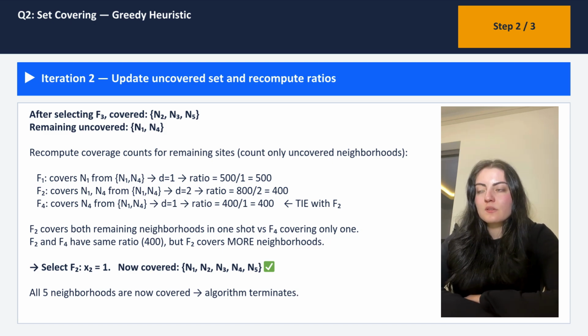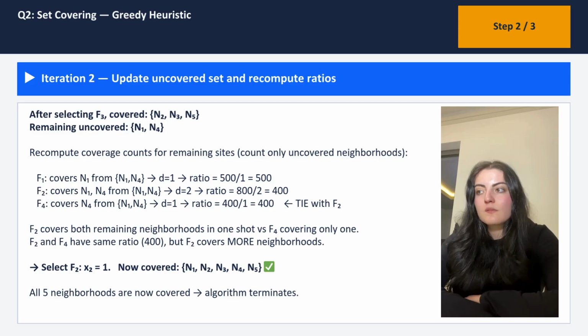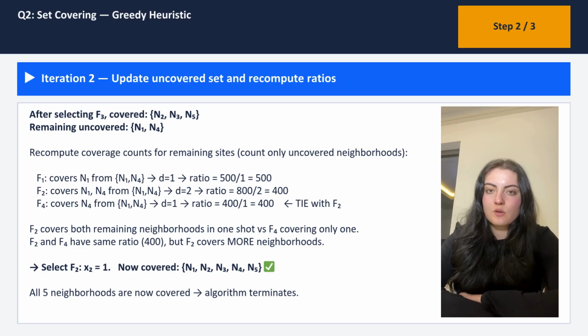After recomputing the ratios, F2 and F4 are tied with the same ratio. However, F2 is chosen because it covers both remaining neighborhoods at once, while F4 only covers one. So selecting F2 immediately covers all neighborhoods and the algorithm stops. This shows an important feature of greedy logic. At each step, we use the current situation, not the original one. With all neighborhoods covered, we can now summarize the final solution and total cost.